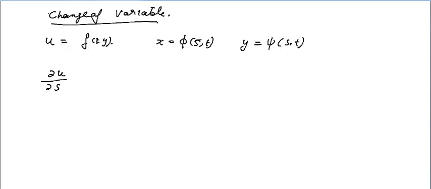Correct? Because u is depending upon x, and x is depending upon s and t. So if you want to find the derivative of u with respect to s, if x is only depending upon s, then you will write it as a total derivative, otherwise no. You know the concept that we discussed in the last lecture.